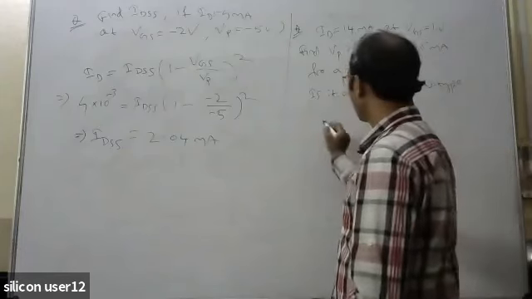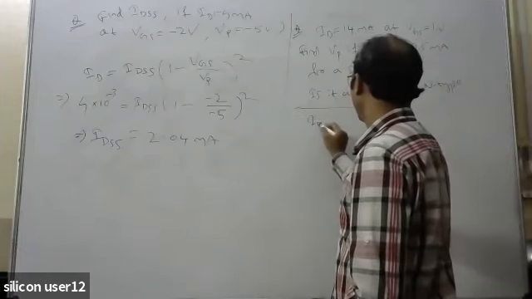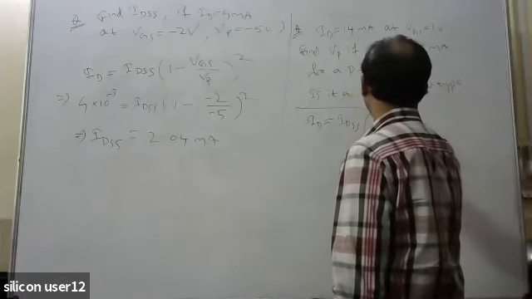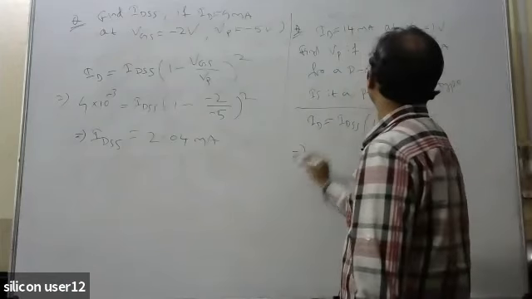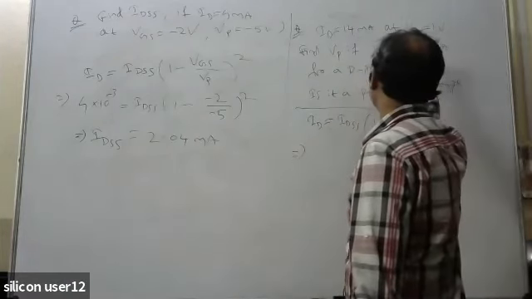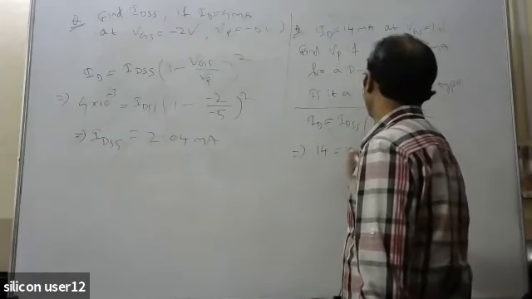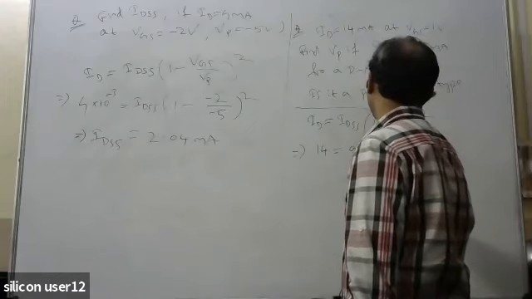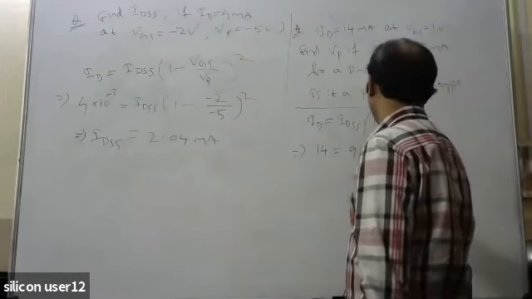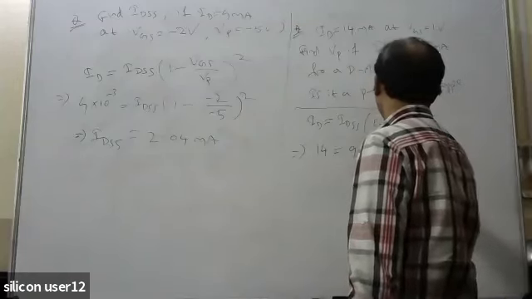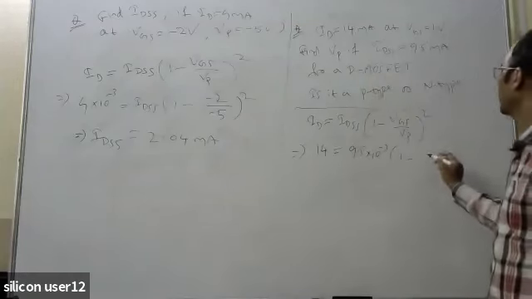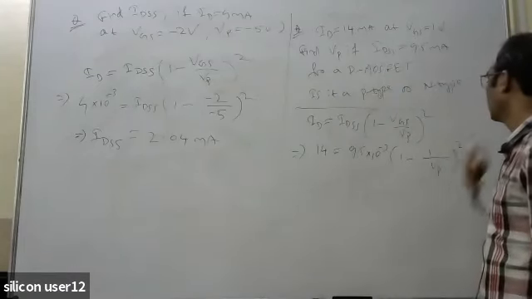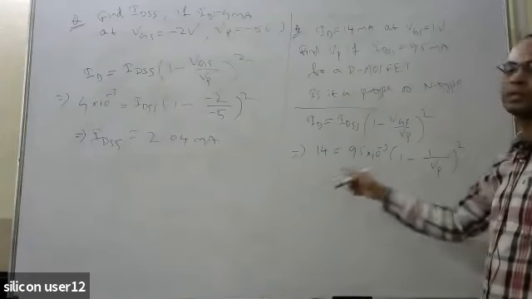You put it here, ID equal to... ID is given as 14 milliampere at VGS equal to 1. So 14 equal to 9.5 milliampere, or you can put its value also 10 to the minus 3, times 1 minus VGS by VP whole square. VGS is given as 1 volt. So once you get this, you can rearrange and calculate.